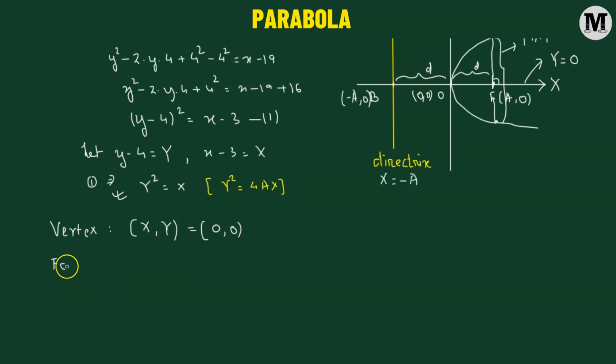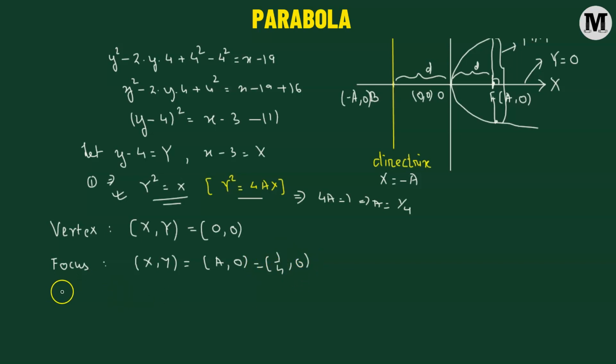Then we have the coordinates of the focus. The focus came out to be x comma y, which corresponds to a comma 0. Now we have to find the value of a. When we compare y squared equals x with the standard equation, this gives us 4a equals 1, which means a equals 1/4. So our focus comes out to be 1/4 comma 0. Then we have the equation of the axis. The equation of the axis we obtain as y equals 0.